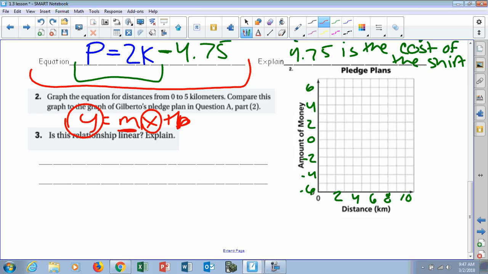So since this is our b, we're going to go right here to just below it at 475, because it's a negative $4.75. So that's where we're going to start.